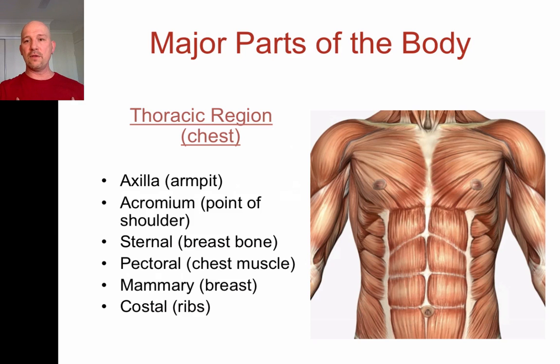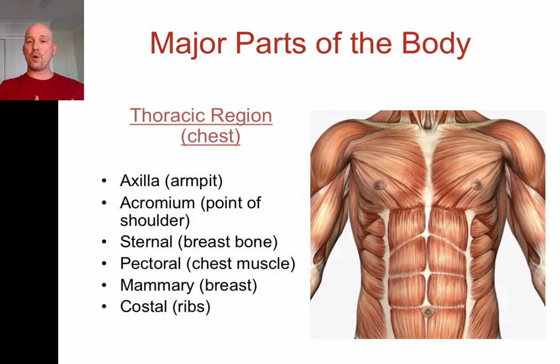Going down a little bit into the thorax. The thorax is the chest of the body, so we've got the thorax and the abdomen. When we look at the thorax, we've got a couple different terms. Our axilla is the armpit. The acromion, spelled that wrong, A-C-R-O-M-I-O-N. The acromion is the point of the shoulder. It's the highest part coming off the scapula. Sorry about the spelling mistake.